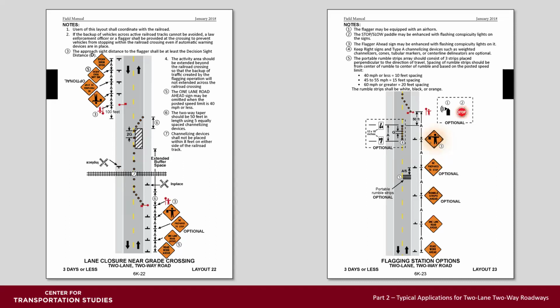Layout 23 includes some options for flagger stations. We'll cover this in more detail in part 5 of this webinar series when we talk about flagging. Flaggers could use an air horn or an enhanced flagger paddle to draw additional attention to the flaggers themselves. The flagger head sign may be enhanced with conspicuity lighting. The centerline channelization aids in keeping traffic in their lane as they approach the flagging station. And portable rumble strips can be used to alert distracted drivers that they are approaching a flagging station.